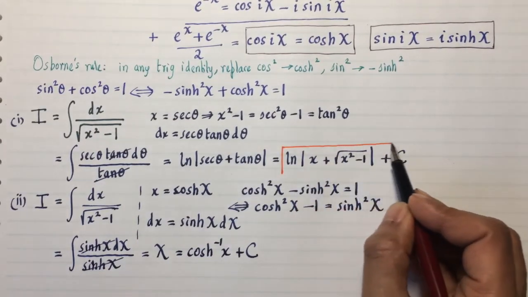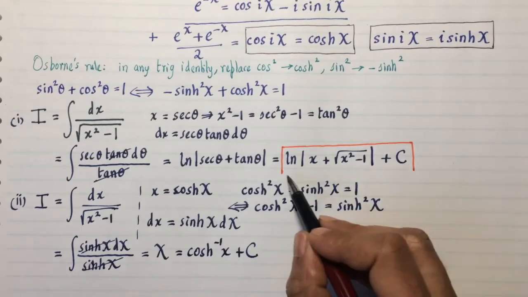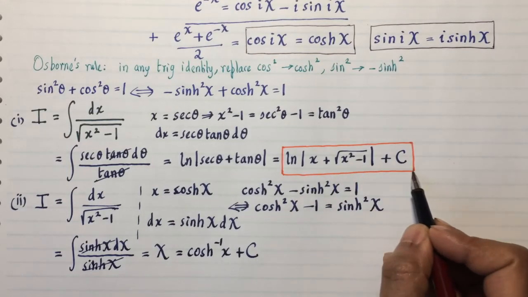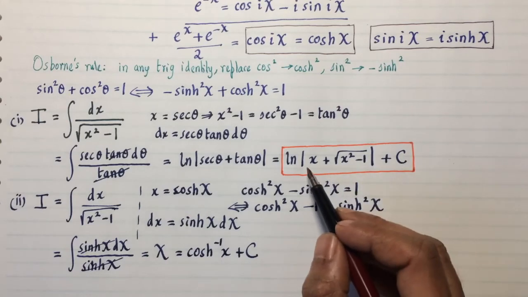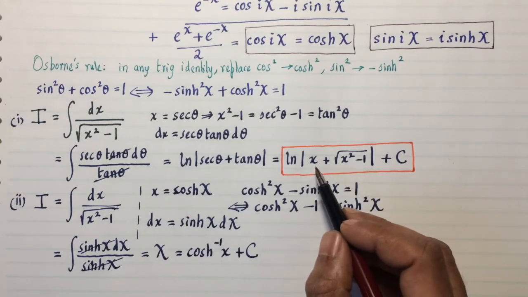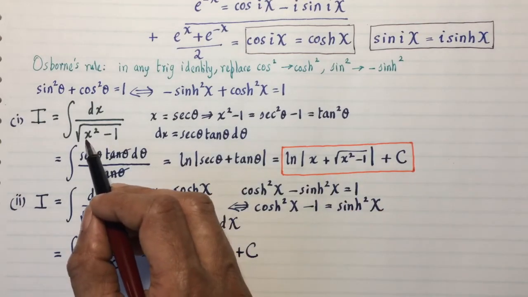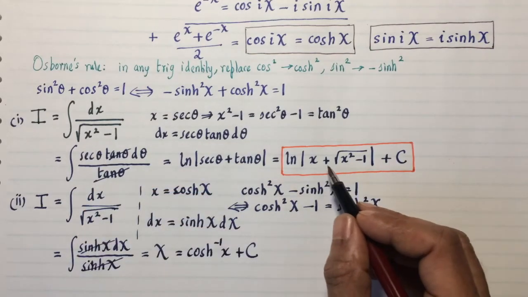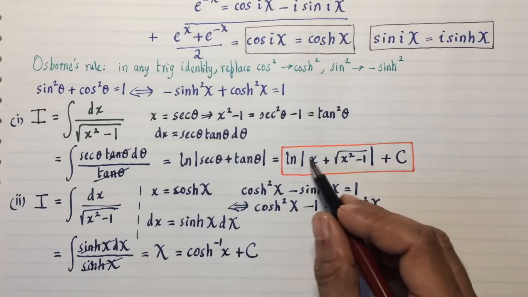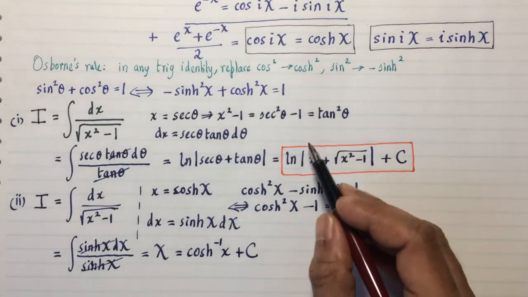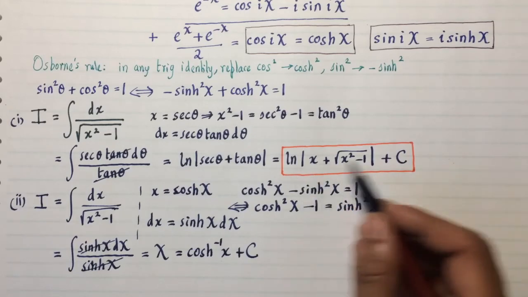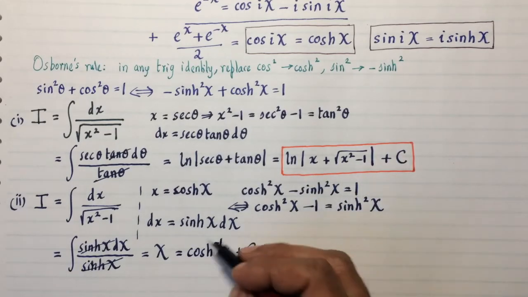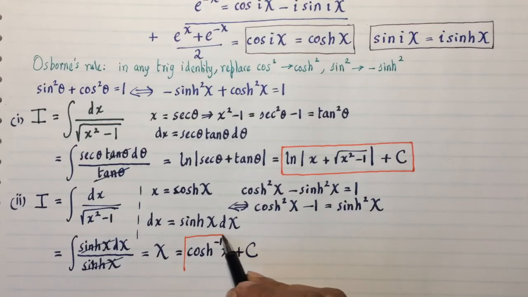So we have two very different looking results. On the one hand, this integral is the natural log of x plus the square root of x squared minus 1. The absolute value sign is not really necessary if we restrict the range of x. If you notice, this integral does not make sense unless x is bigger than 1. So if x is bigger than 1, the absolute value sign will never be necessary. So I can leave that out, but I'll put it anyway. And this is the other result.